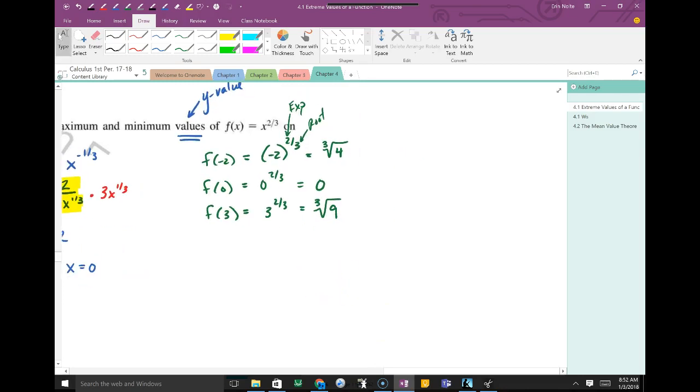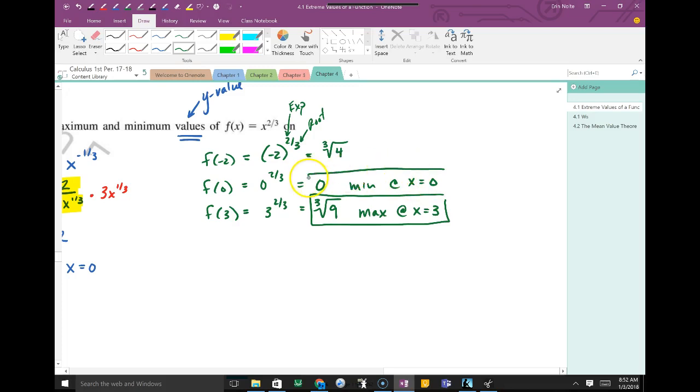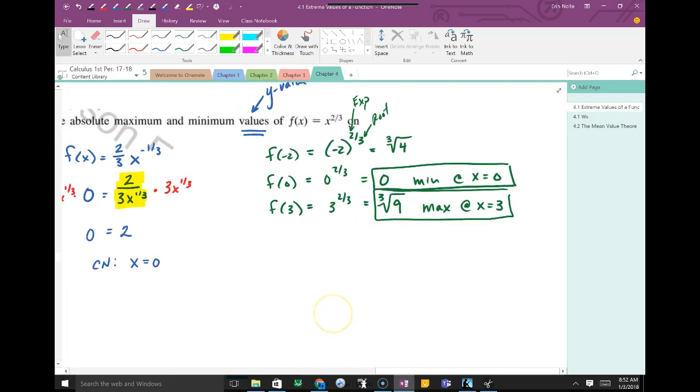Close. The x value of 3. Our cube root of 9 is our max value at the x value of what? 3. What is our minimum value? 0. The x value is 0. You have to talk about some local stuff? Not in this scenario because it's just asking for absolute.